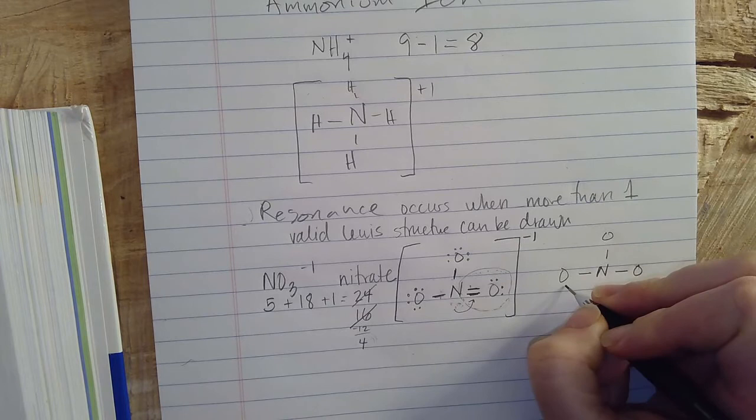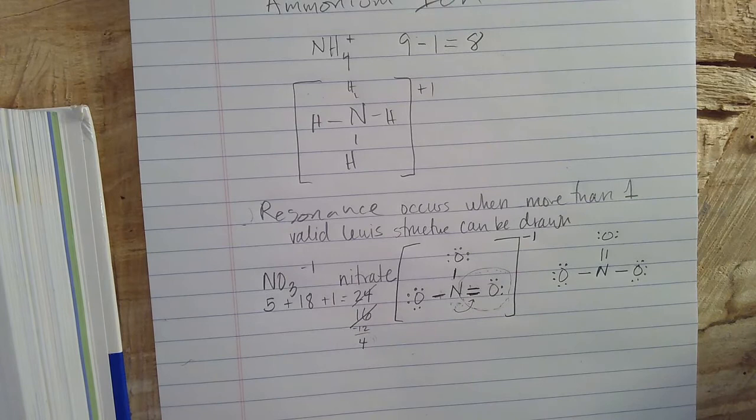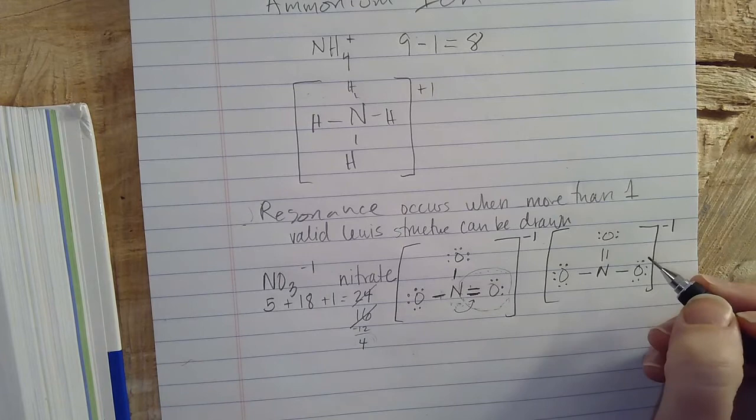We're going to make these oxygens single bonded. And this is going to be the double bonded oxygen. I still have exactly 24 electrons, 12 pairs. This is nitrate -1. That is completely valid. The double bond could have been there.